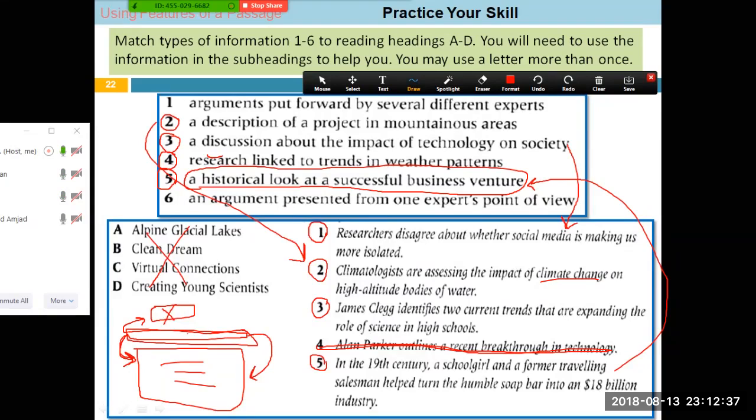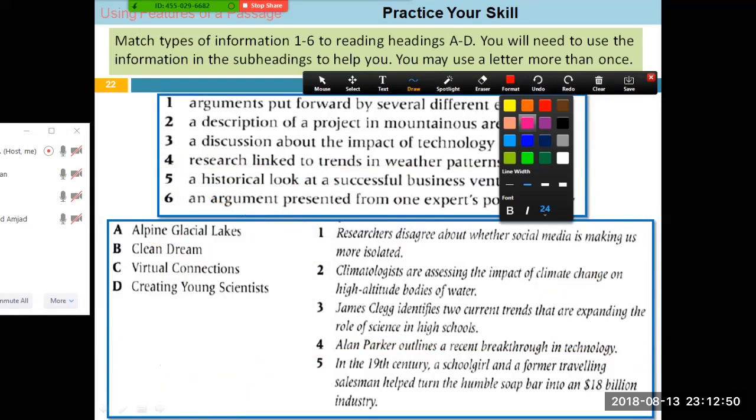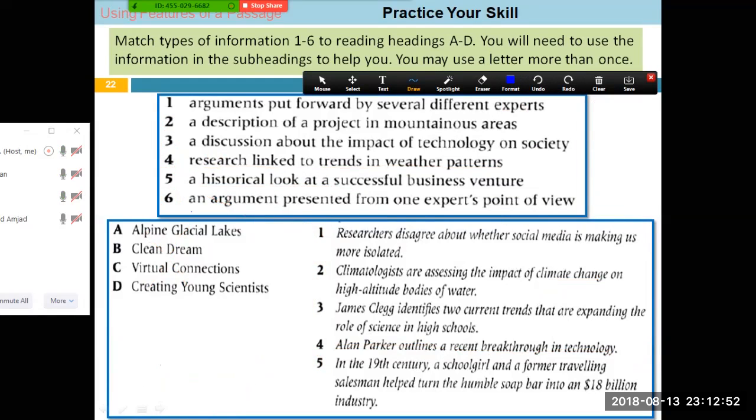I have intentionally left 1 and 6. Now I want you to read number 6 first. An argument presented from one expert's point of view. So will you find it here in number 1? No, it's on 3 or 4.